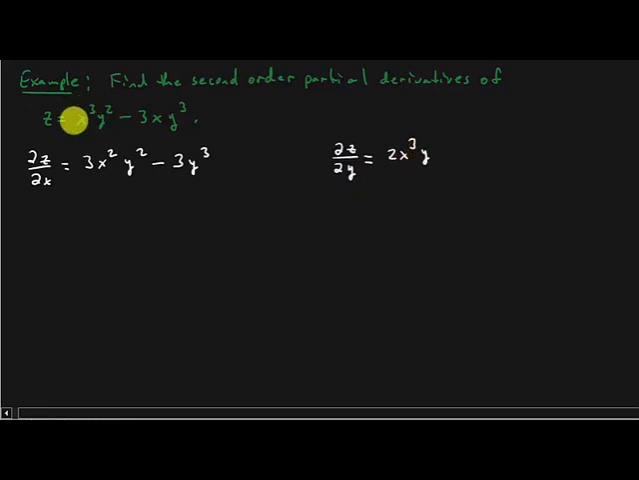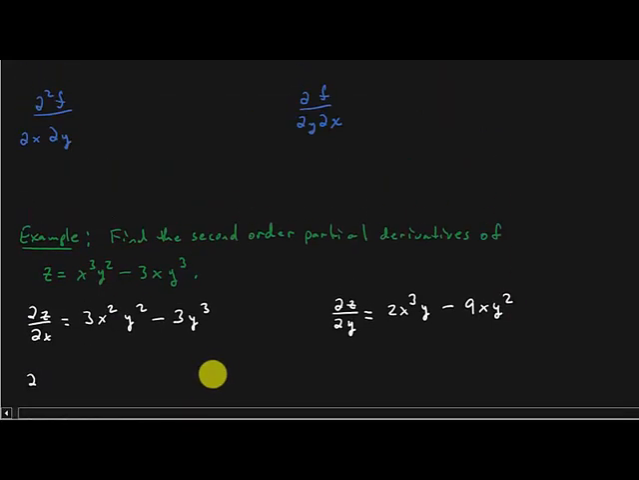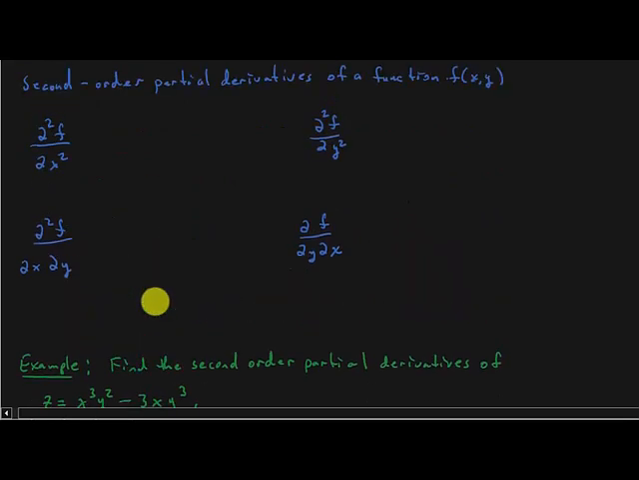The 2 comes down, subtract 1 from the exponent, x is constant, and then minus 9xy squared. All right? So I found the first partial with respect to x and with respect to y. Now, let's find this one, and then let's find this one, and then we'll do this one and this one.